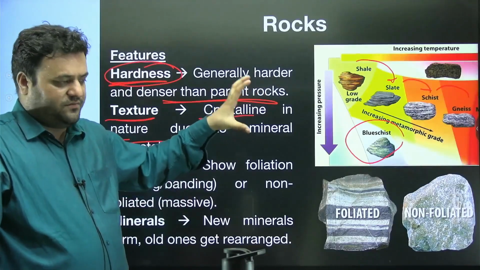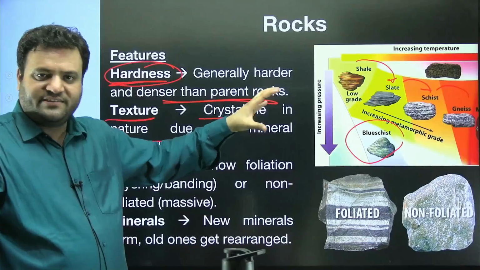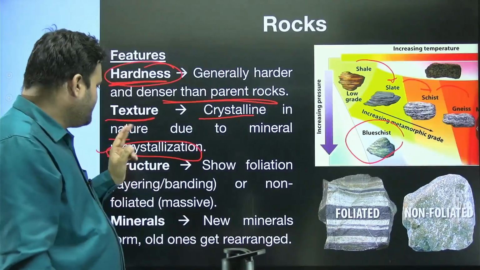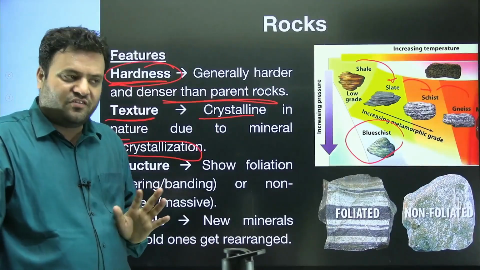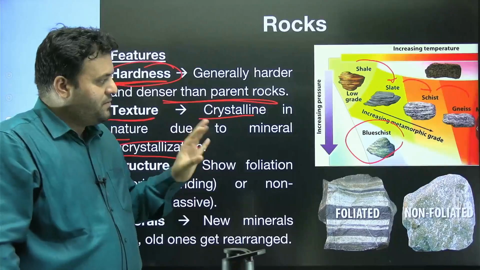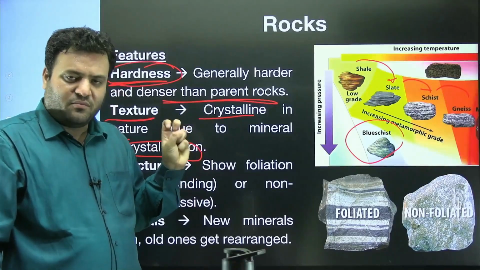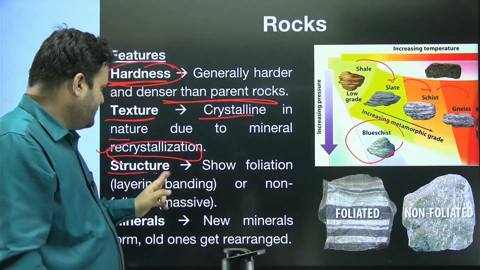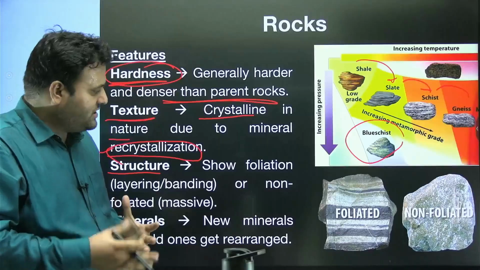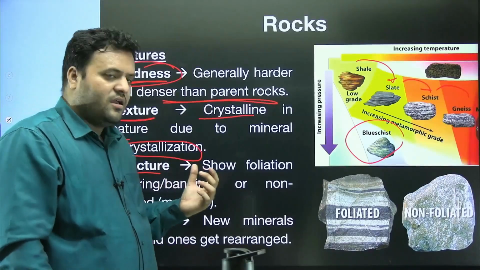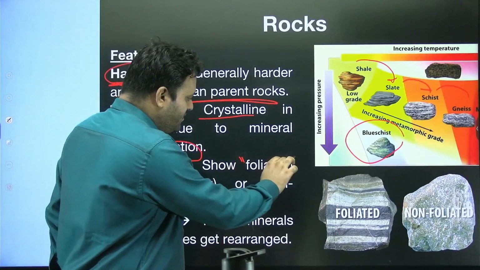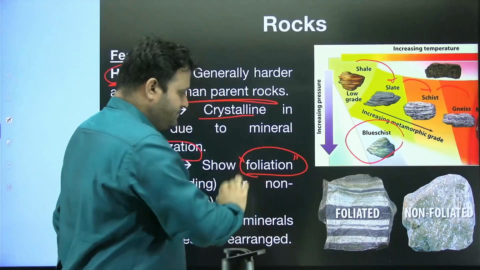As a result of temperature and intense heat, there will be recrystallization. As a result of recrystallization, these metamorphic rocks will also have a crystal appearance structure. The structure is basically having some sort of characteristics which we are referring to here as foliation.